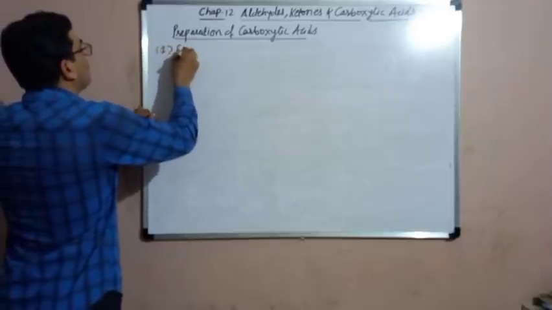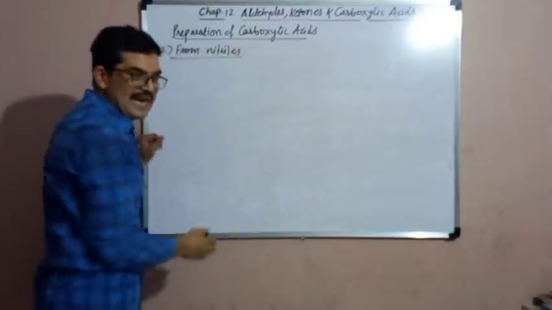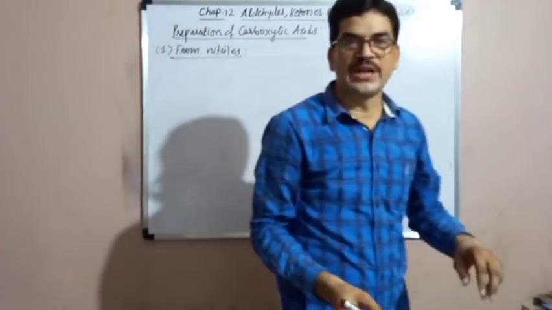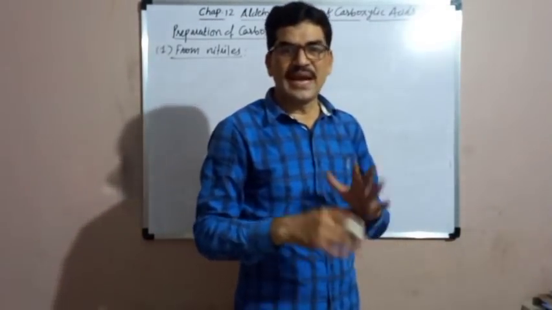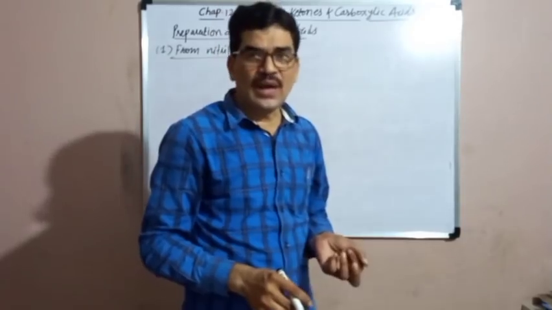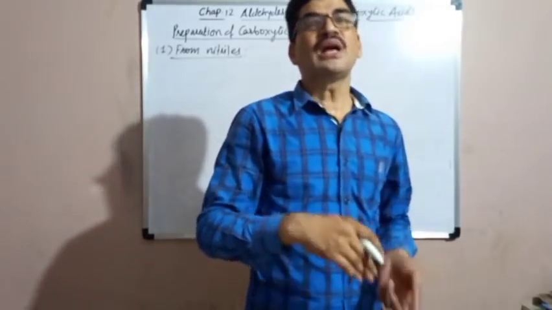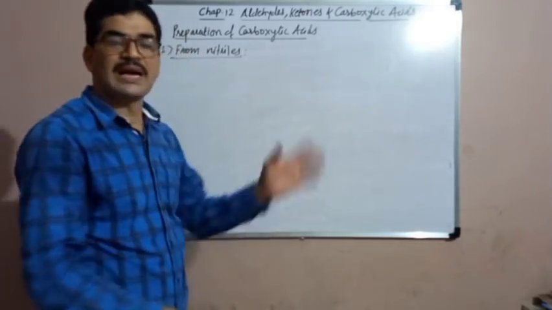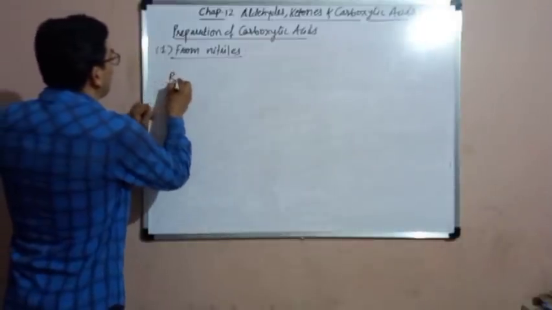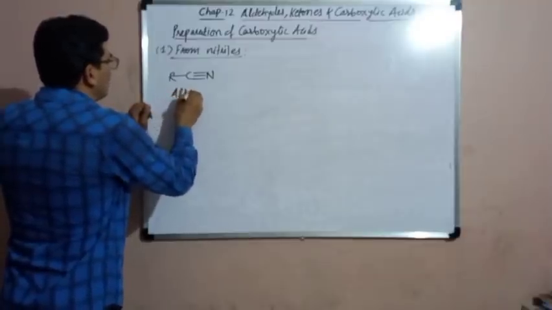Preparation of carboxylic acid, methods of preparation. Number 1, from nitriles. Nitriles means cyanides. The functional group is C triple bond N. The alkyl nitriles as well as aryl nitriles are hydrolyzed by dilute acid, dilute HCl or dilute H2SO4, to give the amides, and the amides are further hydrolyzed by the dilute acid to give the carboxylic acid. See here, R triple bond N, this is the nitrile, this is the alkyl nitrile.